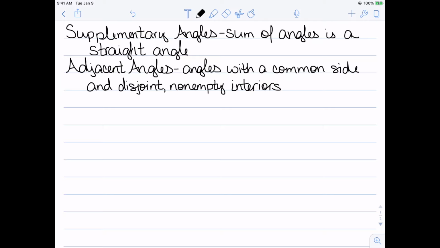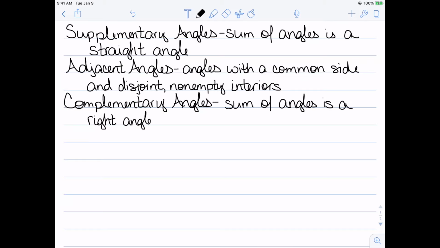The next is adjacent angles. These are angles with a common side and disjoint non-empty interiors. So the main thing is they share a side, but their interiors do not overlap. Related to supplementary angles, we have complementary angles. The sum of these angles is a right angle.